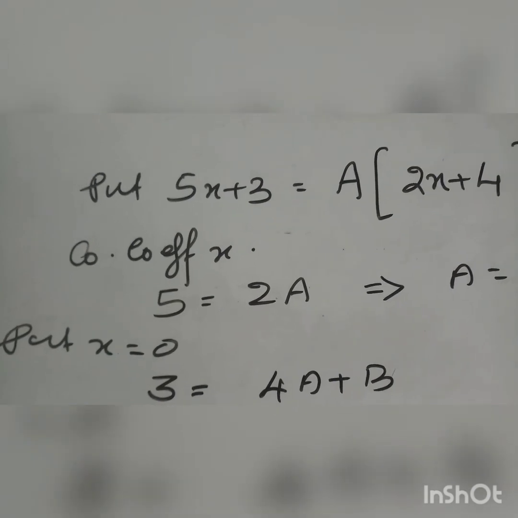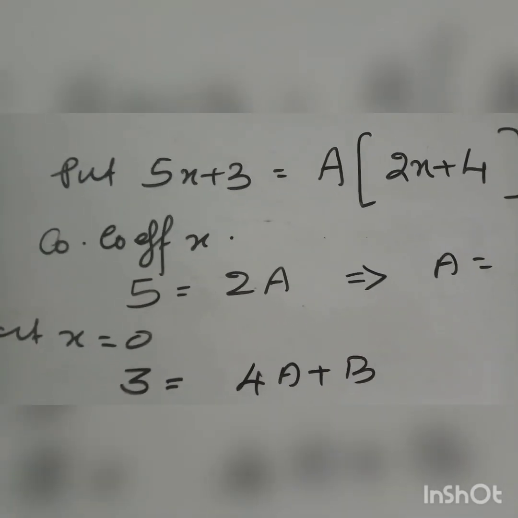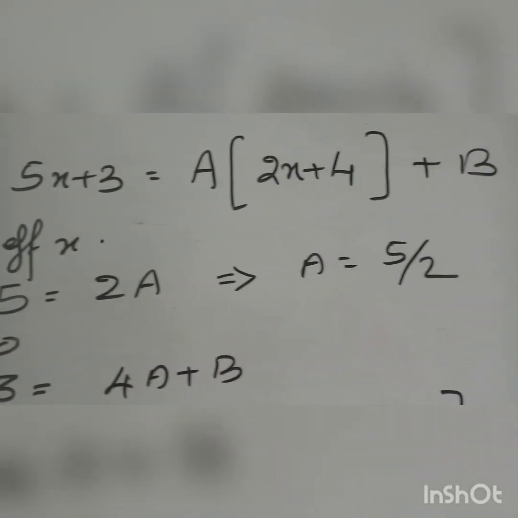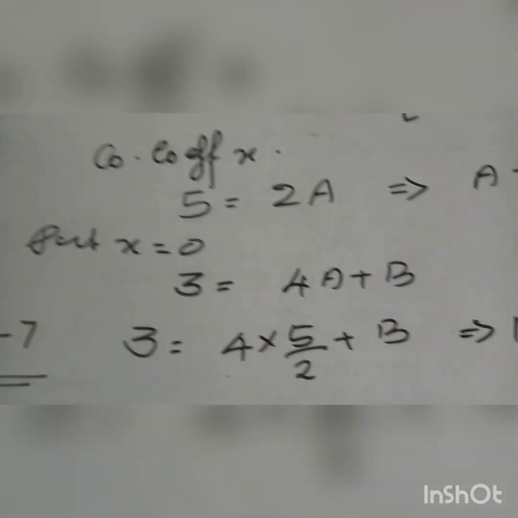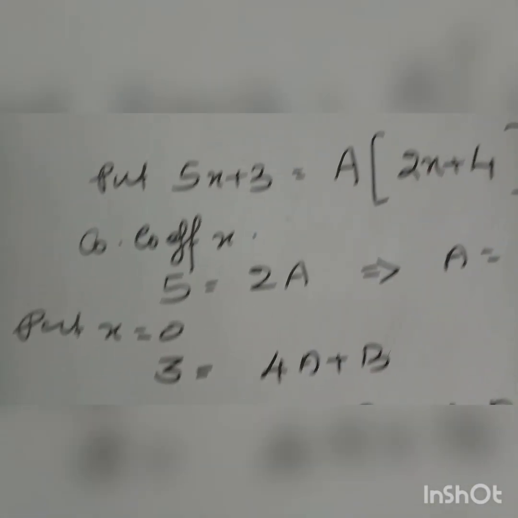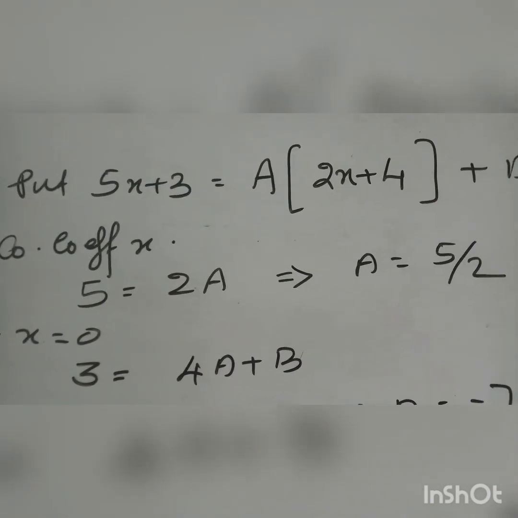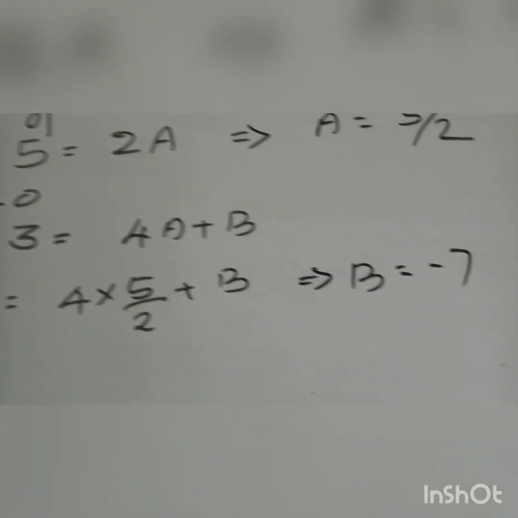Compare the coefficient of x on either side. 5 is equal to 2a, so a is equal to 5 by 2. Put x equal to 0 in that. So the left side is 3, and that is equal to 4a + b. Simplifying, b is equal to minus 7.